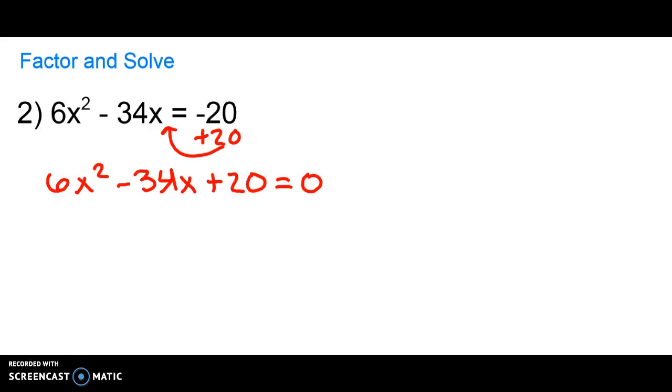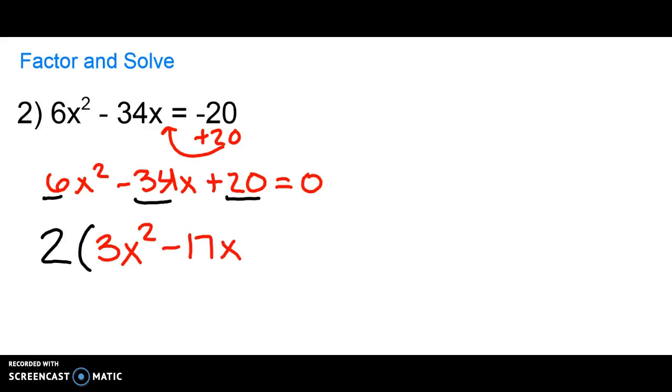After you do that, the next step is to say, does it have a GCF? Because I have an even number, an even number, an even number, I automatically can divide everything by 2. So let's do that. And when I divide everything by 2, I'm going to put the 2 out in front, and then I'm going to write what's left over. 6 divided by 2 is 3. Negative 34 divided by 2 is negative 17. 20 divided by 2 is 10.